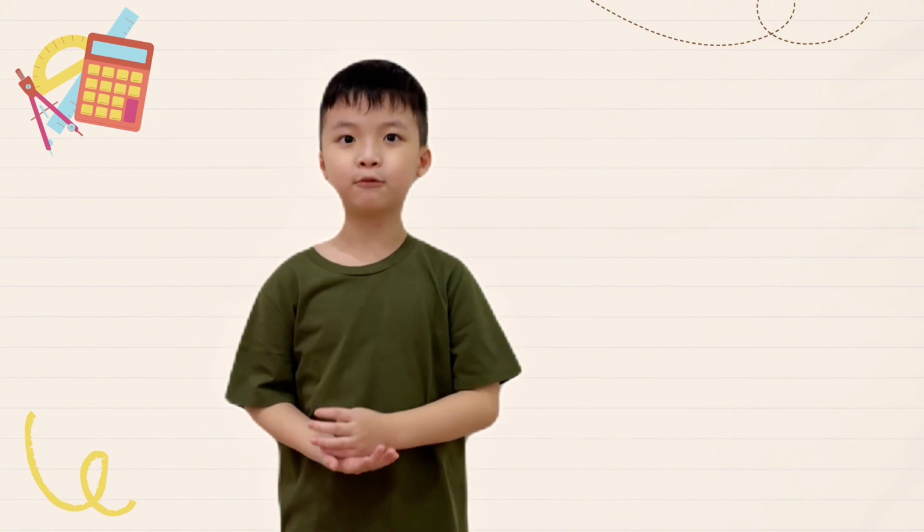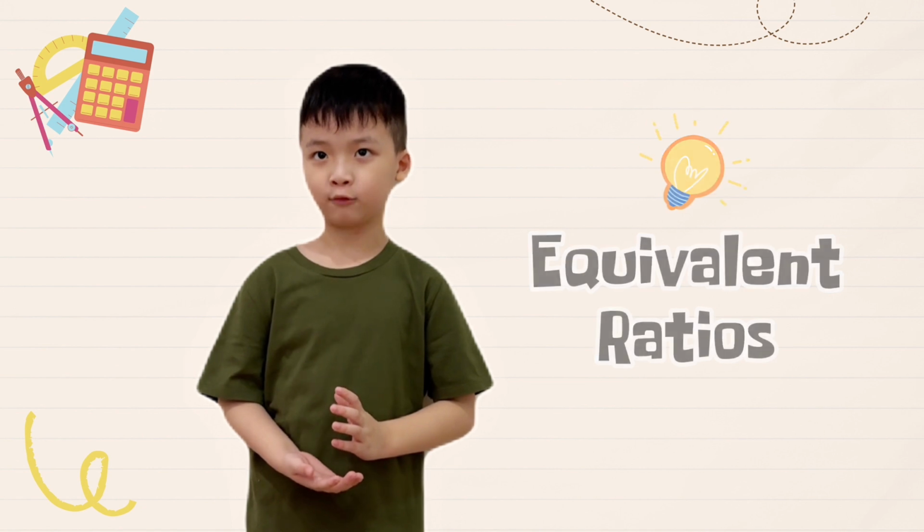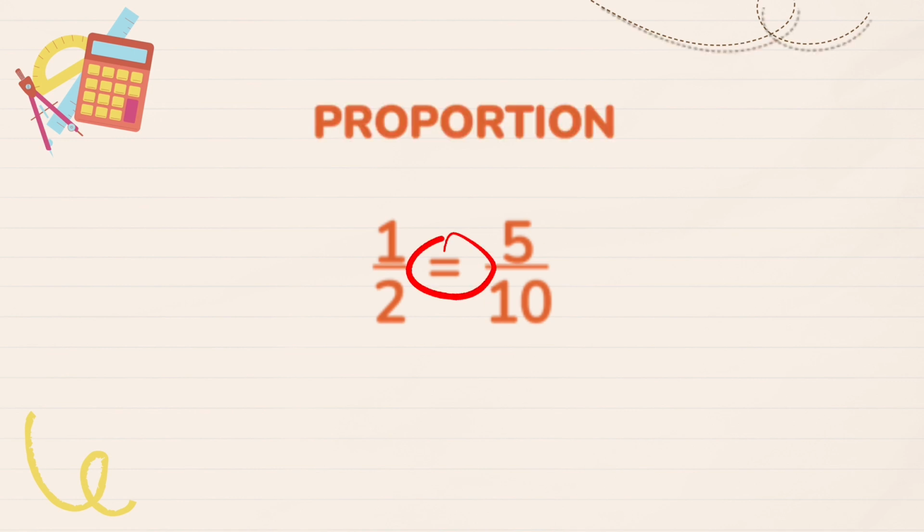Do you see what we have here? Those are equivalent ratios. Just like the equivalent fractions, they represent the same amount, so we can put an equal sign between them. When we do that, we have a proportion. A proportion is just 2 ratios that are equivalent or equal.